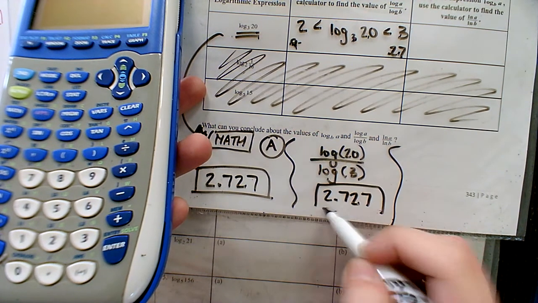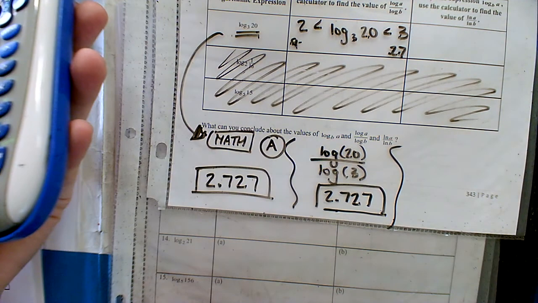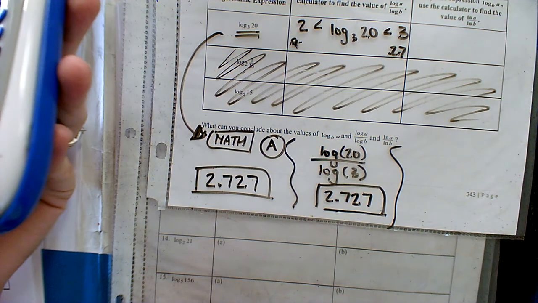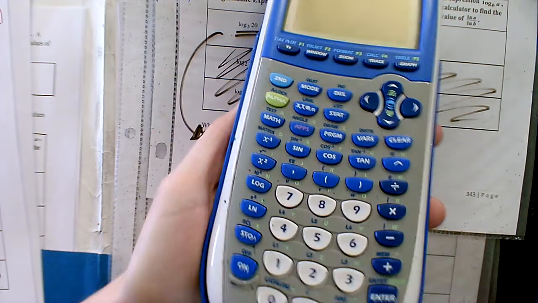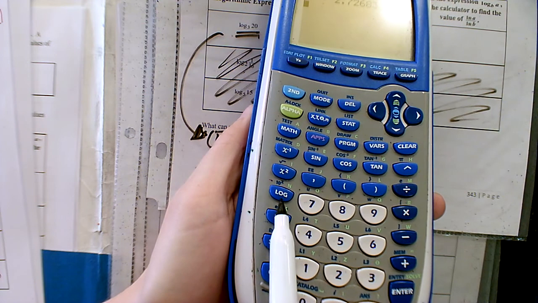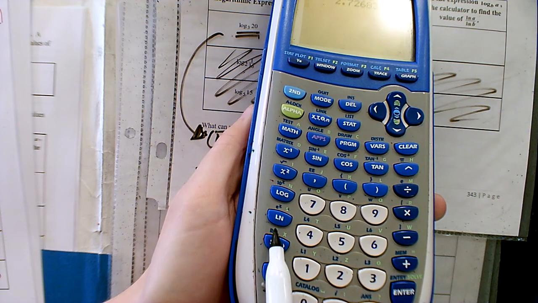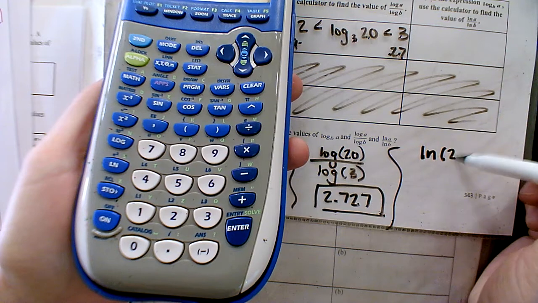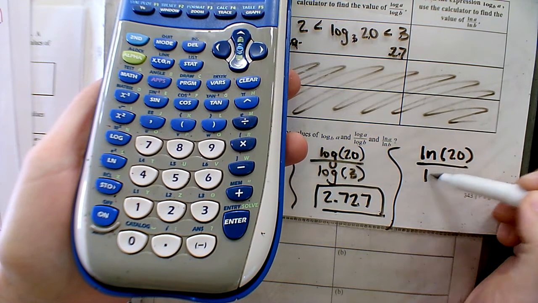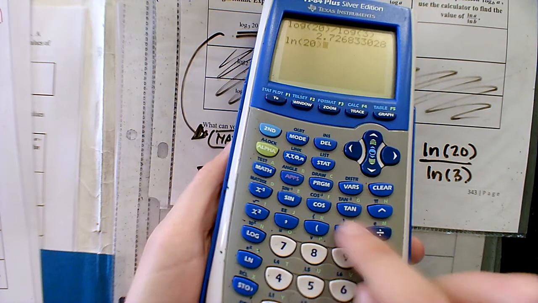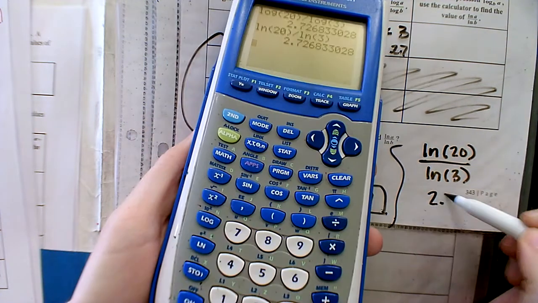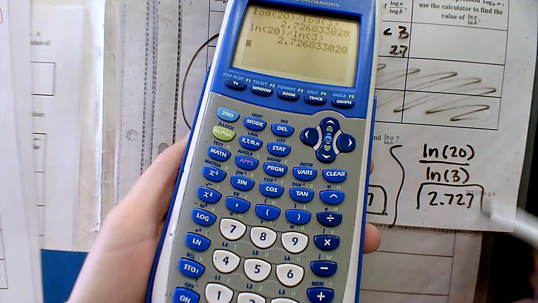What's interesting is that instead of using a common log, you could use this natural log. Notice how on the left-hand side, right underneath the common log button is the natural log, that ln. You could type in natural log of 20 over natural log of 3. And you'll get the same thing, 2.727.